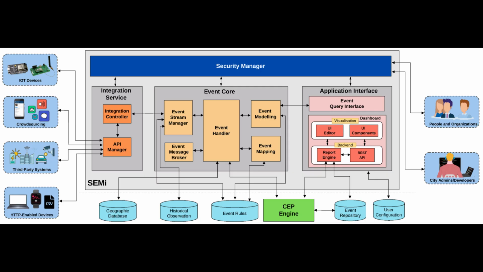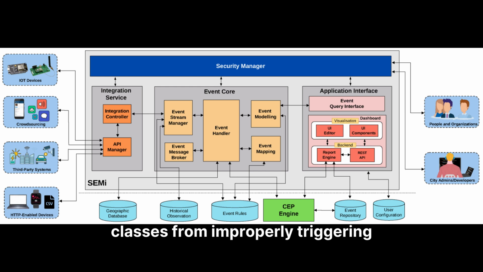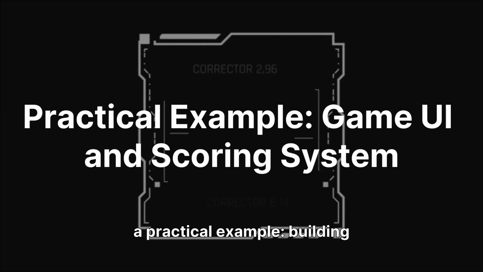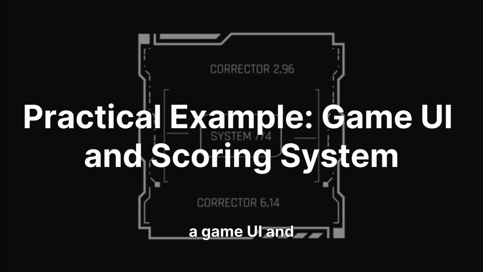Subscribers' interaction with an event is strictly limited to adding or removing their event handlers. They cannot directly invoke the event themselves. This restriction prevents external classes from improperly triggering an event, upholding the publisher-subscriber model's integrity. Now, let's dive into a practical example, building a game UI and scoring system using events and delegates.